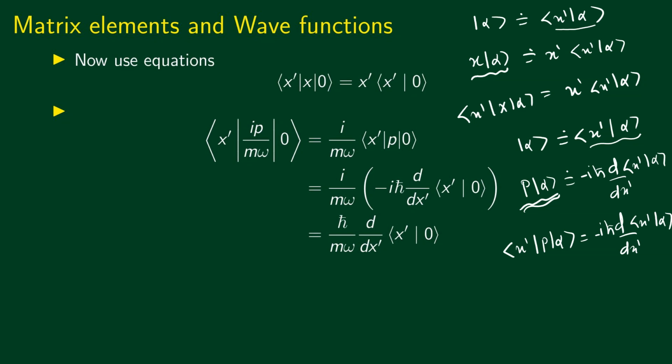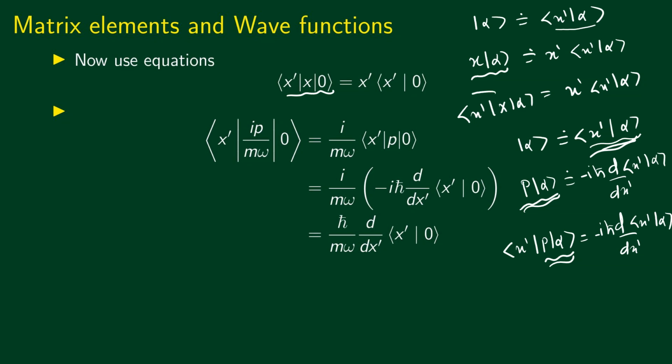That is, the wave function representing P acting on ket alpha is obtained from the wave function representing ket alpha by acting minus i h bar d by dx prime on it. These are things we have discussed in detail in the first chapter. Using this, we can write the wave function representing x acting on ket 0. So this is a state. The wave function representing this state is bra x prime x acting on ket 0.